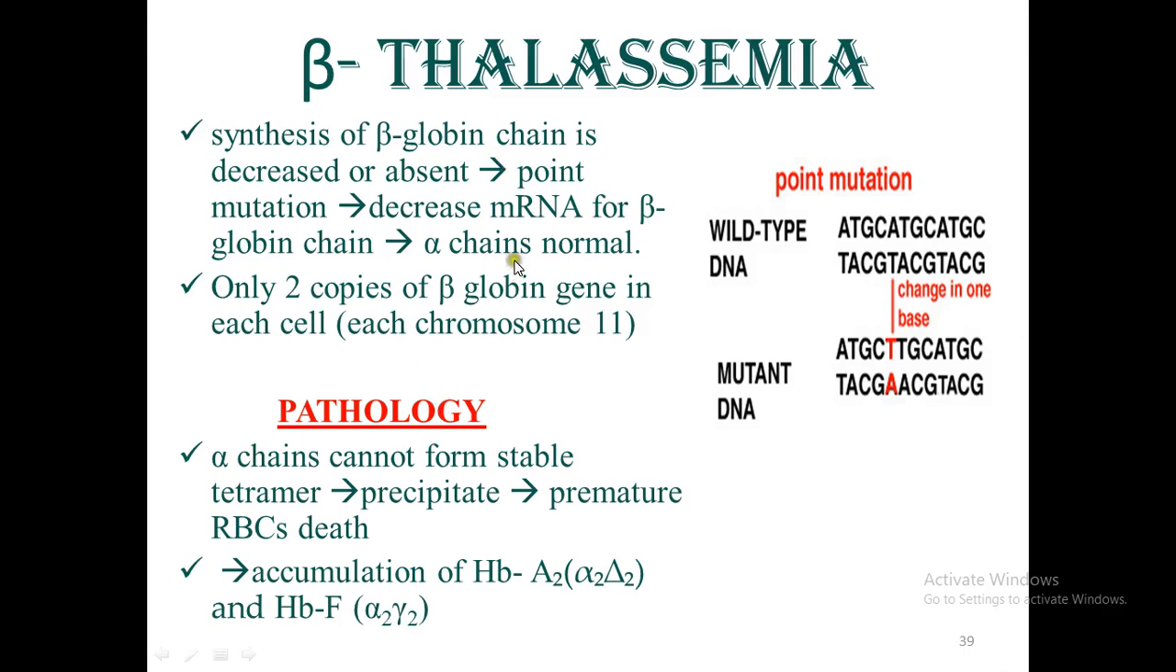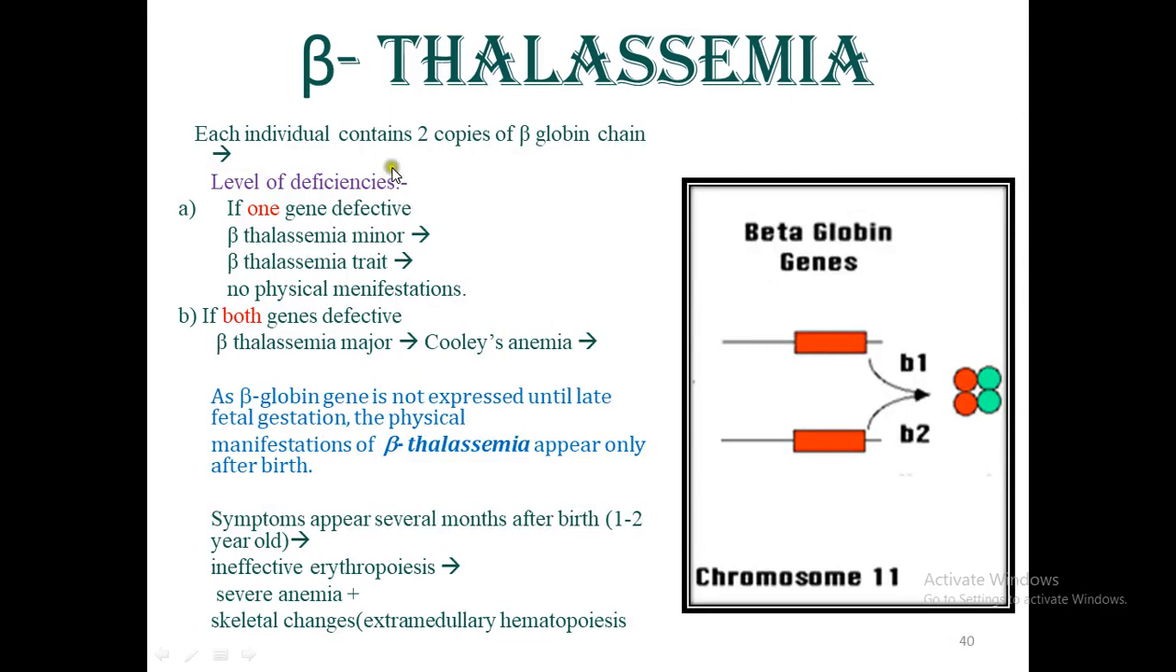Okay. The pathology of beta-thalassemia is that the alpha chains are being formed normally, but they cannot form a stable tetramer, and hence they are going to precipitate to cause premature death of the RBCs. There will be an accumulation of hemoglobin A2 type, that is alpha 2 delta 2, and hemoglobin F, that is alpha 2 gamma 2. In beta-thalassemia, each individual contains 2 copies of the beta-globin chain.